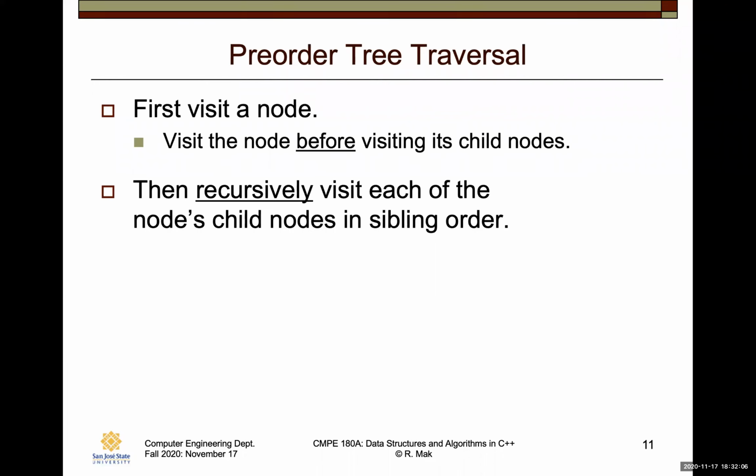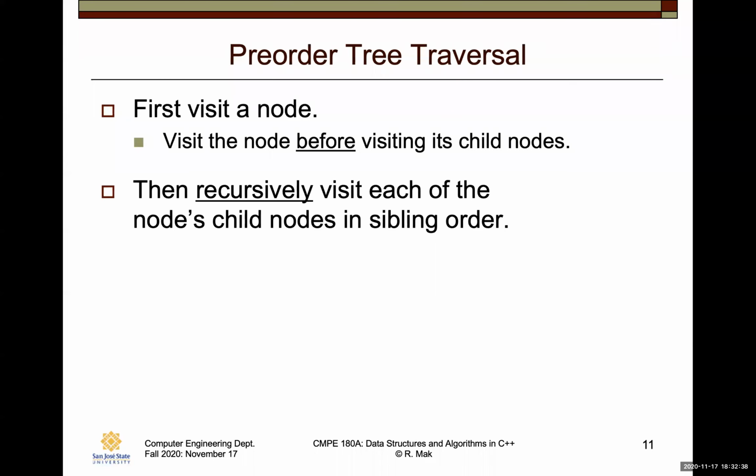Okay, so that means you're visiting the node and you're doing something with the data in that node, and then you go and visit the children of the node. And this is a recursive definition, right? Because when you visit a child, well, you do the same thing. You do something with that child's data, and then you go and visit that child node's children. So it's very, very recursive.